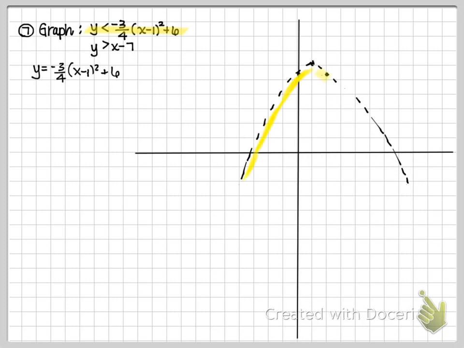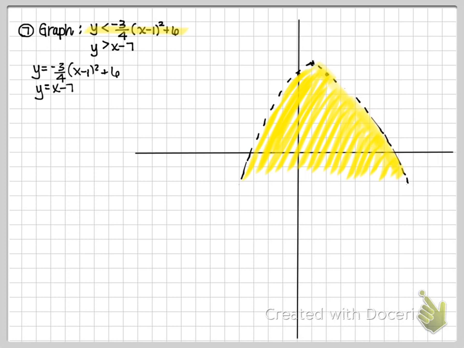And I'm just going to go ahead and do it in yellow so I don't get it confused with my other graph that's going to be coming up here in just a second. Okay, so there's that one. Then I'm going to go ahead and graph the other one as well. So y equals x minus 7. All right, so I know where that's going to start, and I know it's going to have a slope of 1. So go ahead and pause, and let's go ahead and get that graphed.